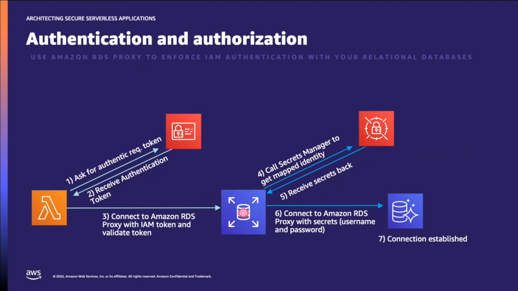So you may store your passwords with Secrets Manager, and you can ask for an authentication request token. You receive that token, then you connect with the Amazon RDS Proxy through the IAM token and validate that token, and the flow goes through.